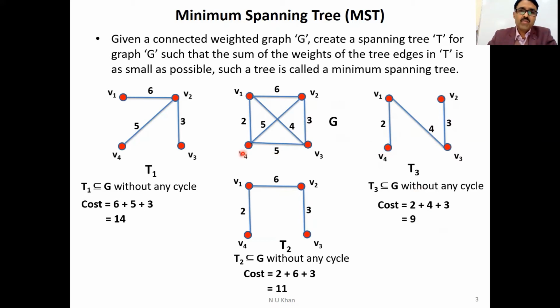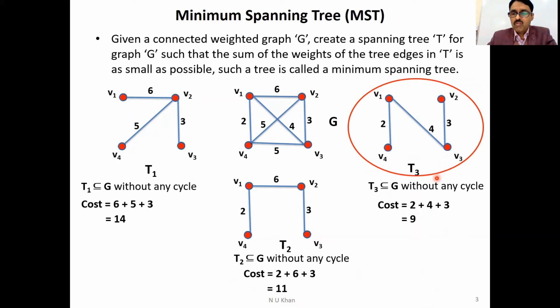So there are several ways. There are several combinations जहाँ से हम minimum spanning tree को derive करते हैं. But among these spanning trees, T3 is the minimum spanning tree. The cost is 14, cost is 11, cost is 9. तो यहाँ पे cost minimum है. So that's why this tree is called the minimum spanning tree.